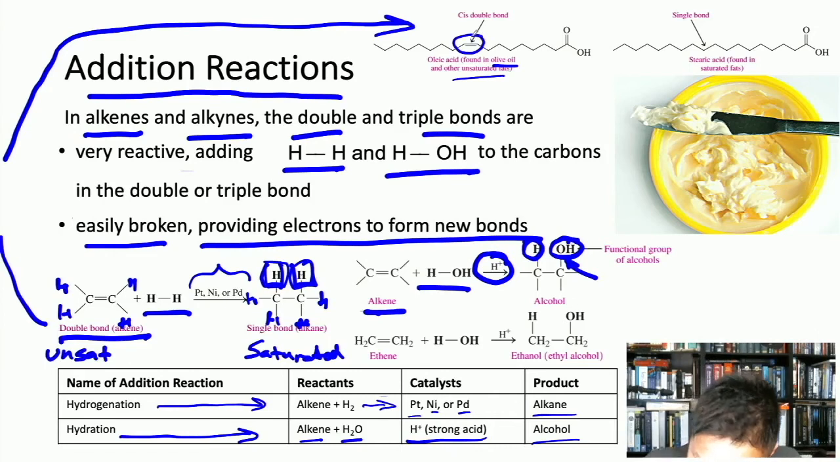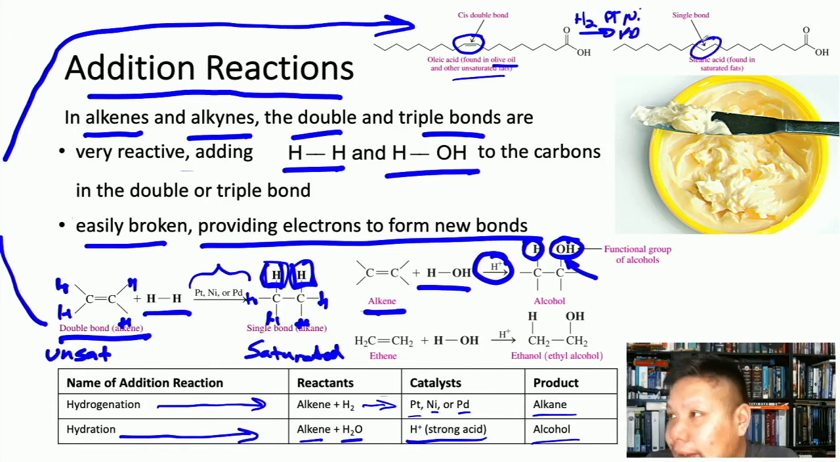But if you treat that with some hydrogen gas in the presence of platinum, for example, or nickel, or palladium as a catalyst, you can hydrogenate it, and now the double bond is gone. You have two hydrogens in its place, and now you have stearic acid, which is a saturated fat. So when we're talking about saturated and unsaturated hydrocarbons, we're basically talking about saturated fats and unsaturated fats.